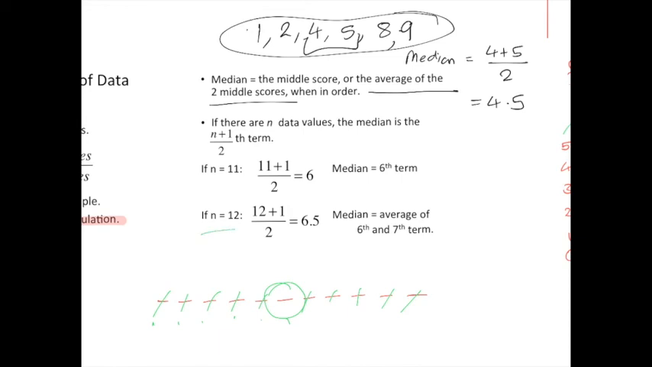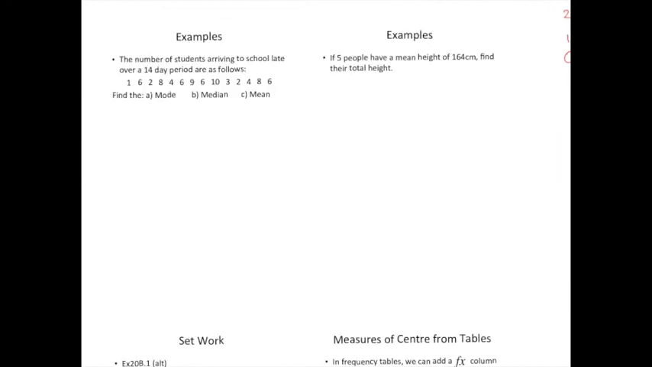So if n is 12, the median is the 12 plus 1 over 2, which is the 6.5 term, which means the median is the average of the 6th and 7th term. Does that make some sense? So here, if there was an extra term, the middle would actually be here, so you'd find the average of the 6th and 7th. The number of students arriving to school late over a 14-day period are as follows. Find the mode, median, and mean.